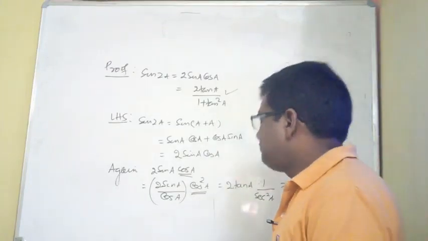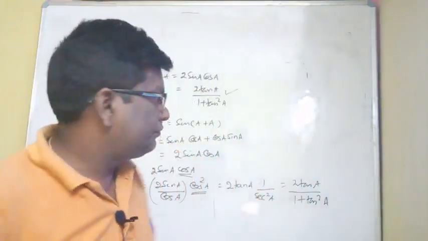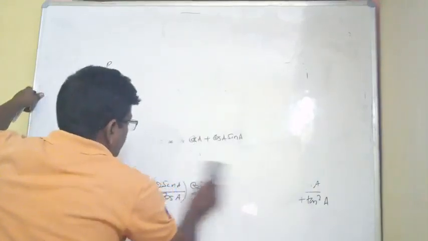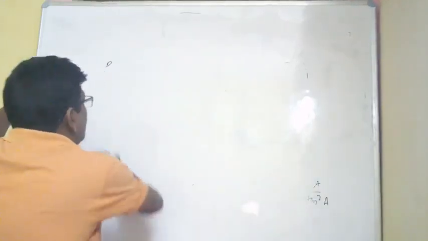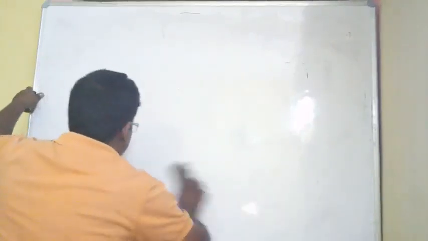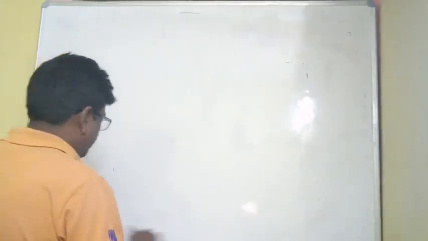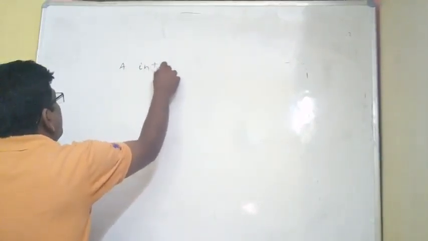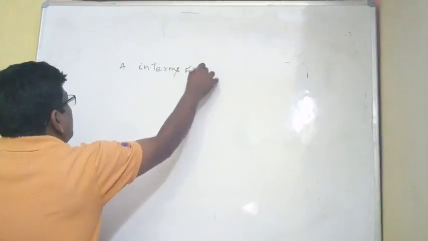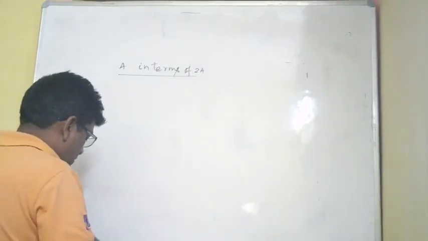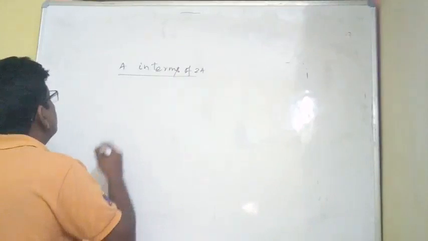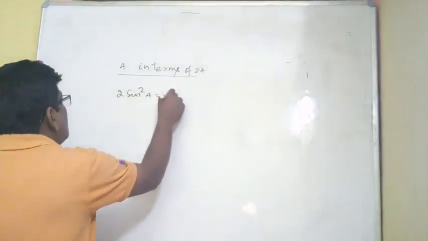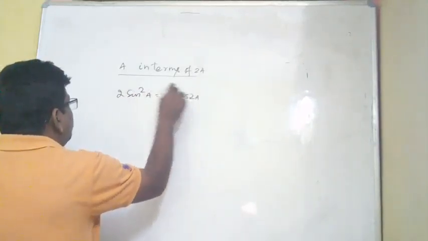Okay. Then other formula, A in terms of 2A. 2 sin square A is equal to 1 minus cos 2A.